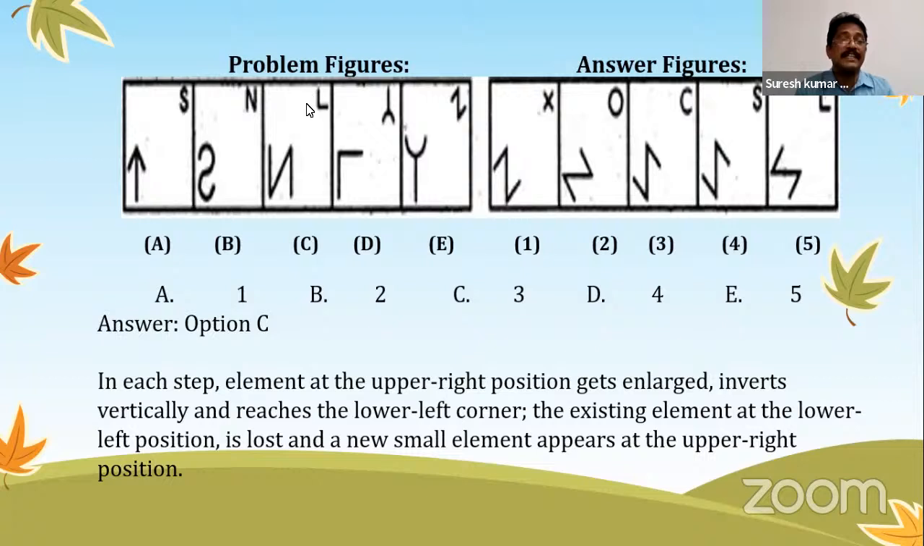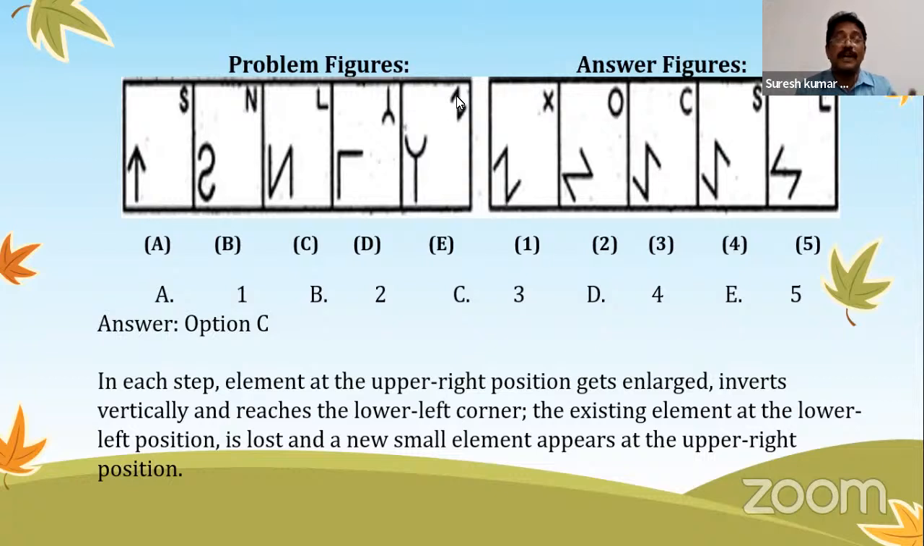If you take it as L here, so what will happen? L will be enlarged, which was inverted and moves into the left corner. This right position letter moves into the left position corner, correct? And the letter in the left side corner disappears and a new symbol appears. Again, when you observe it, this one is inverted here, which was enlarged, and this disappears. In place of this, a new letter came here.